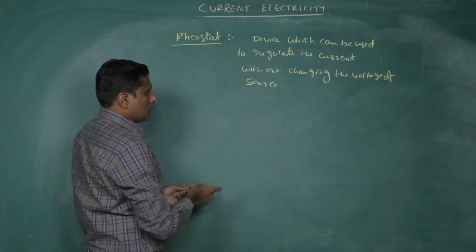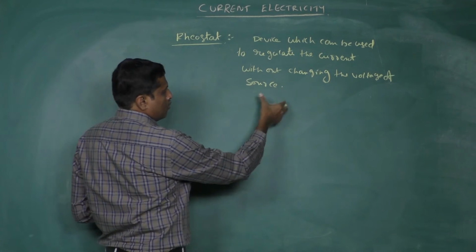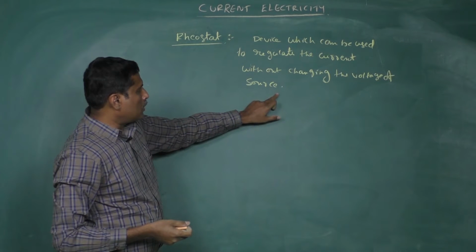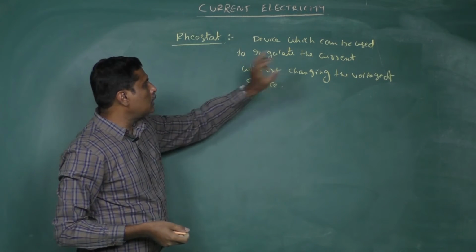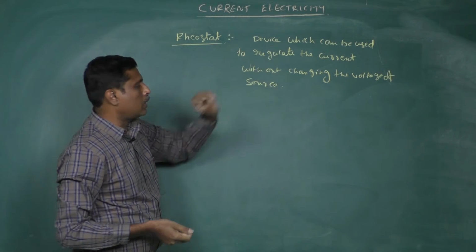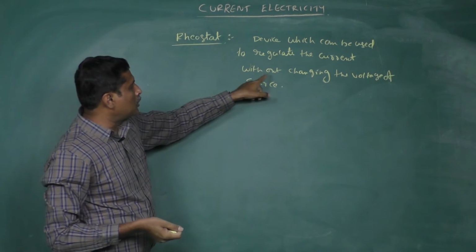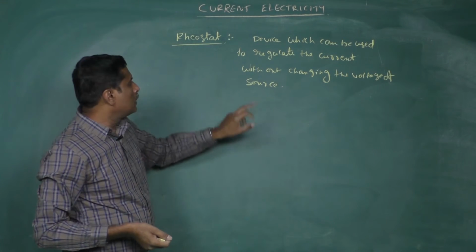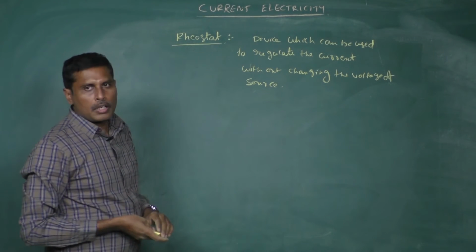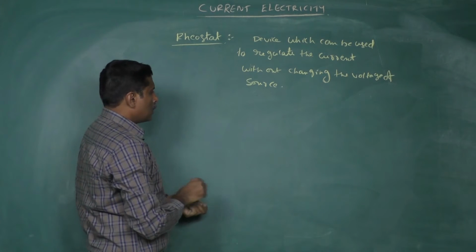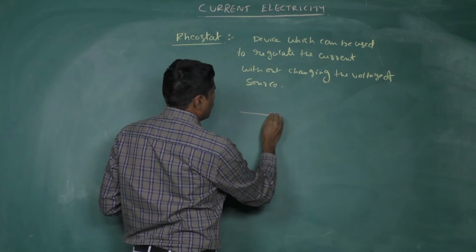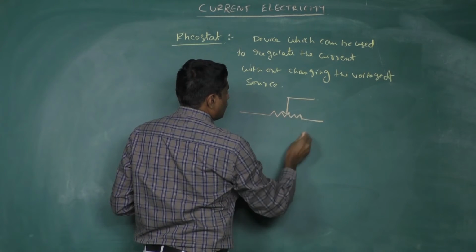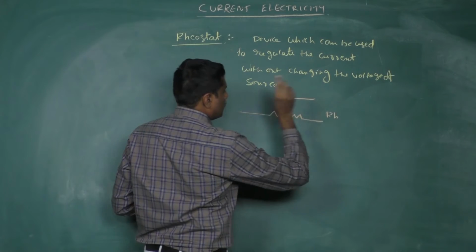The source voltage, generally we can use a cell or a battery as a voltage source. Without changing the voltage of that source, we can change the current, that is, we can regulate the current. So the device which can be used to regulate the current without changing the voltage of source is called a rheostat. The circuit symbol of rheostat is like this. This is the circuit symbol of the rheostat.